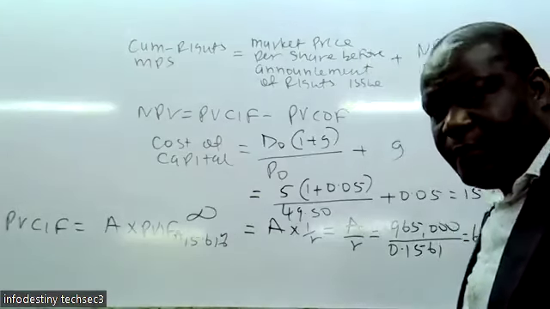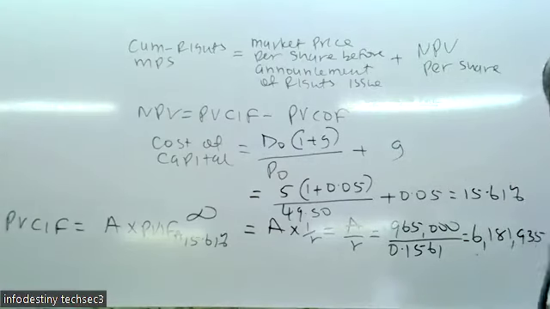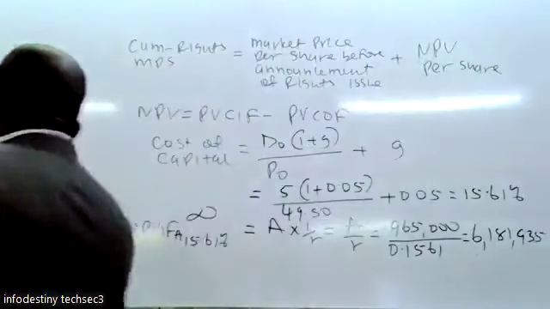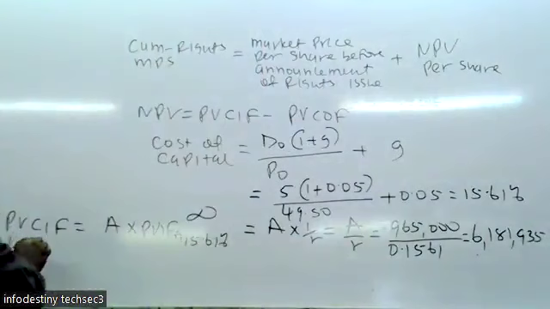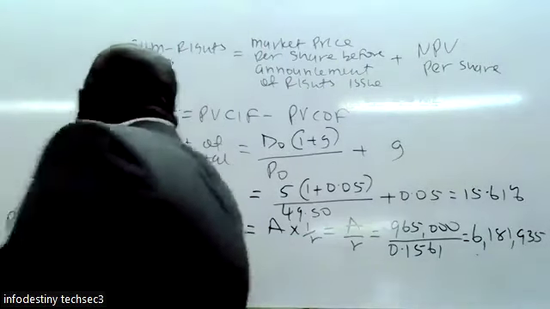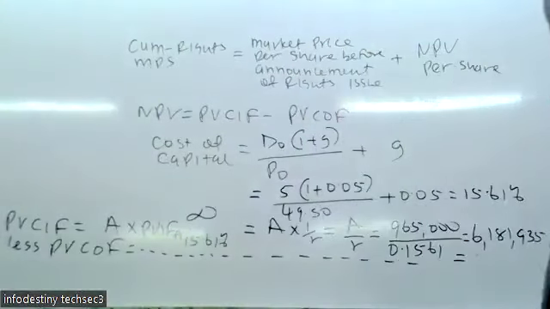935. That is when you round off. So we less the present value of the cash outflows. The present value of the cash outflow is the cost of the new project. The amount to raise will be the cost of the new project.